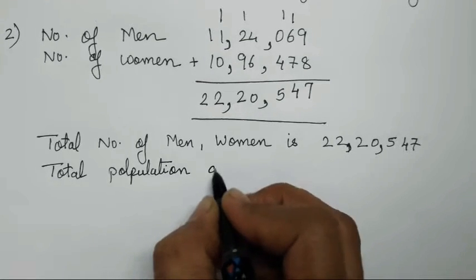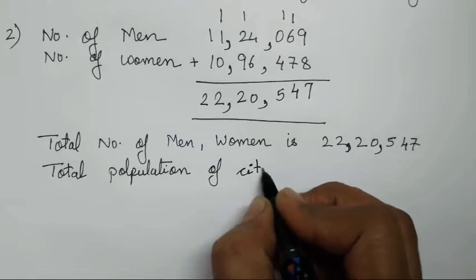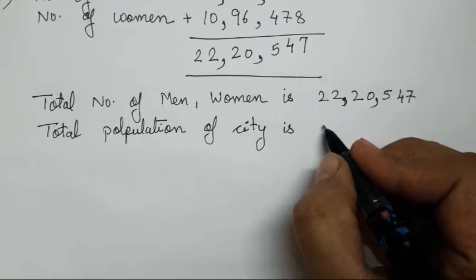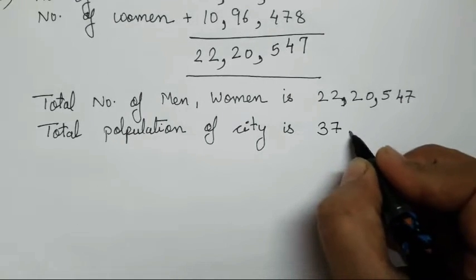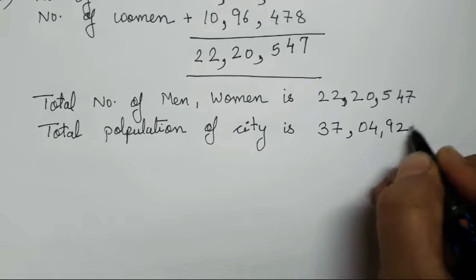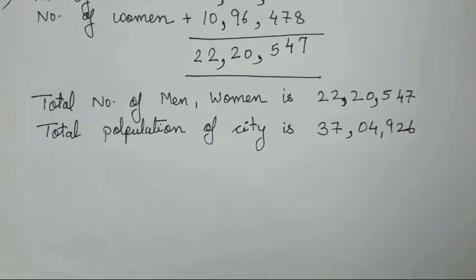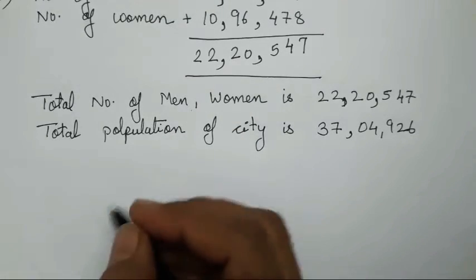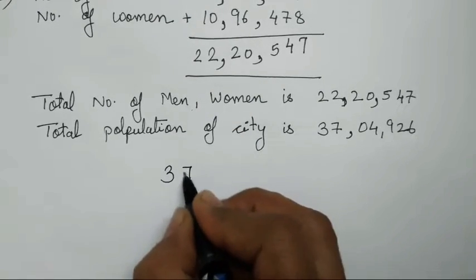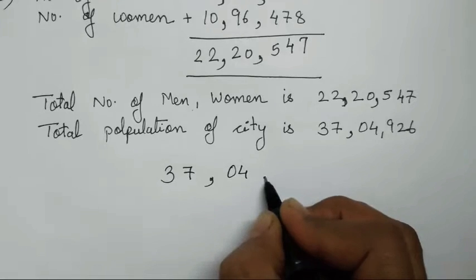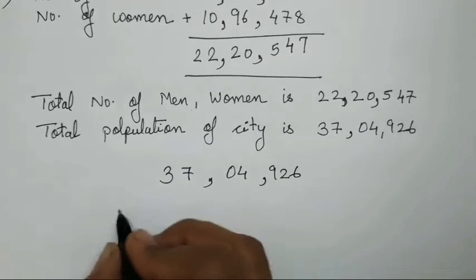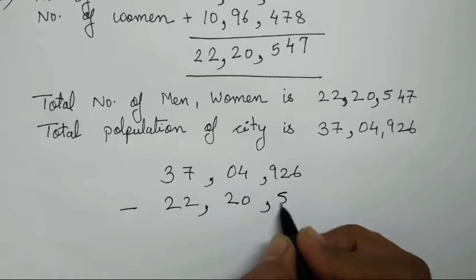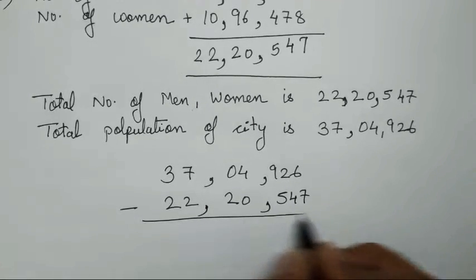And what is the total population? Total population of city is 37,04,926. So what you all have to do? You all have to subtract these two totals now. The total of men and women and the total population. So I will solve it over here. 37,04,926 subtracted with 22,20,547.